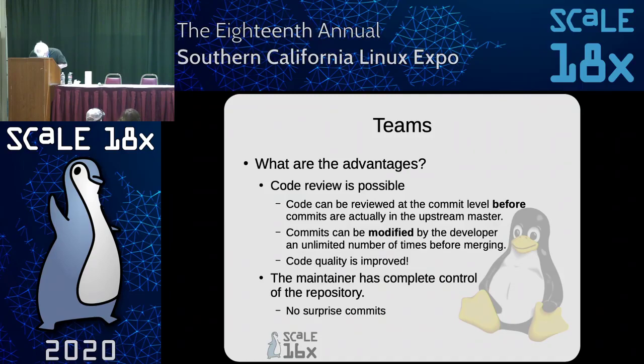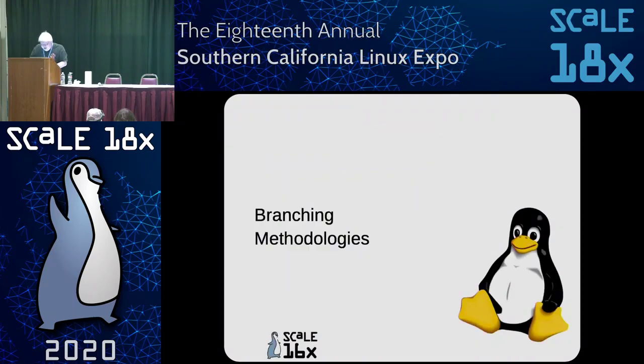And the advantages: code review is possible. Code can be reviewed at the commit level before commits are actually made in the upstream master. Commits can be modified by the developer an unlimited number of times before merging, and this improves code quality. And of course, the maintainer has complete control of the repository, no surprise commits.